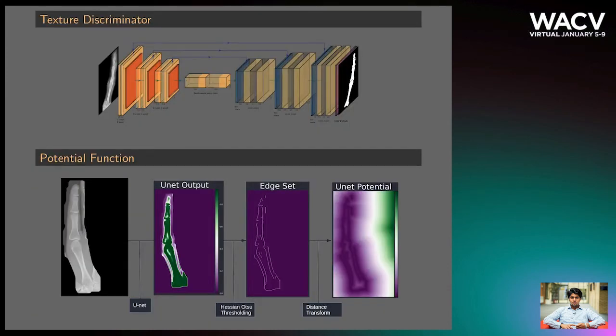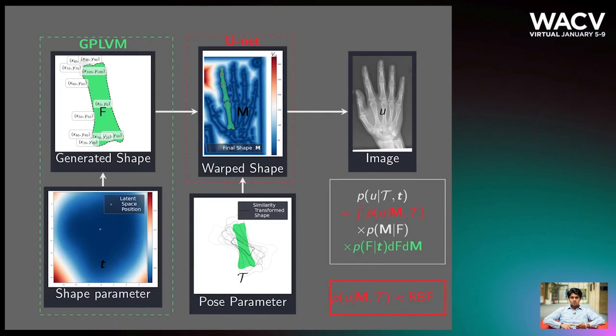Shape model adaptation usually requires us to evolve the shape onto some potential function, and the potential function should be minimum at locations that are likely to be edges and maximum at locations that are unlikely to be edges. This is why we chose to use a U-net discriminator to build this potential function.